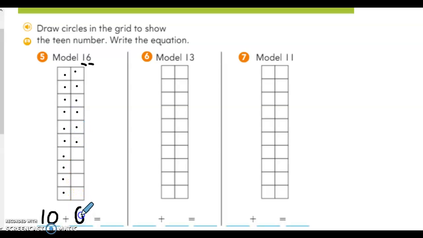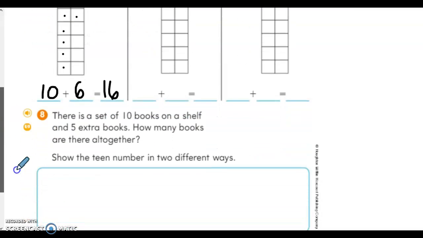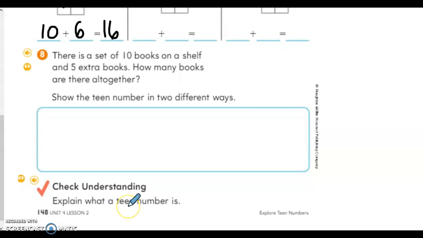See how it's nicely lined up? Nice and easy for us to make our equation. So we have 10 and 6 extra ones is equal to, well, they kind of already gave us the answer, 16. You try number 6 and number 7 by yourself using the same method. Number 8 we'll do together.